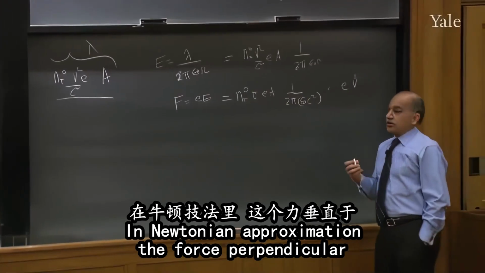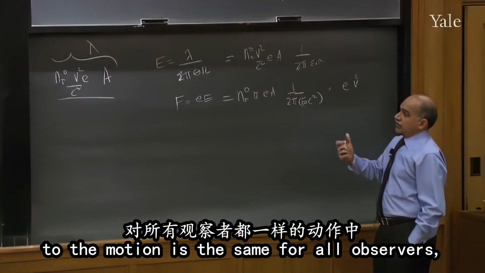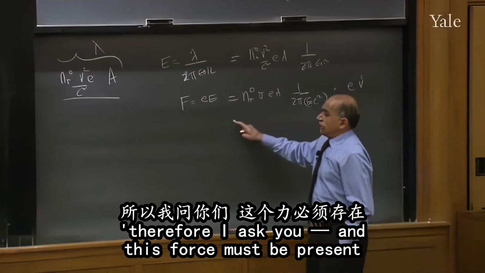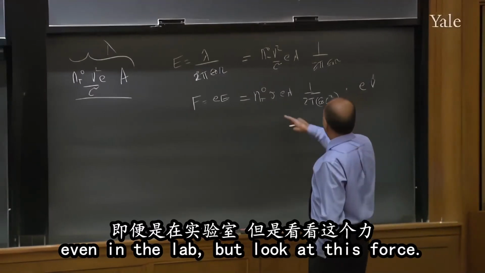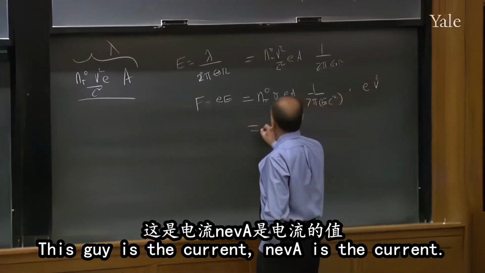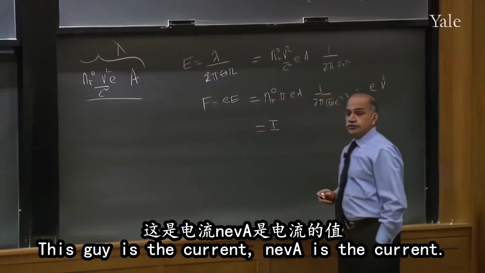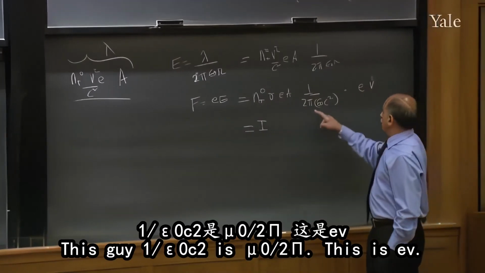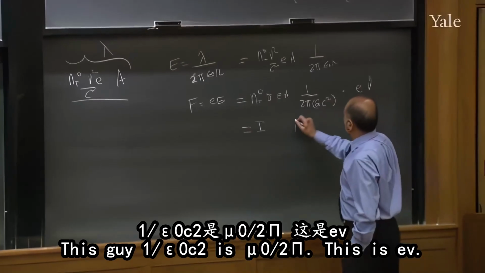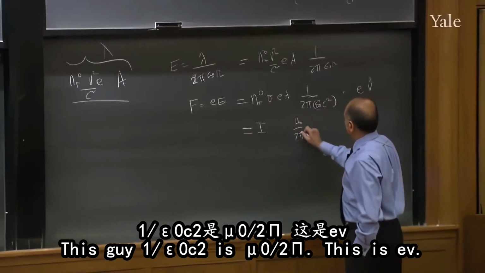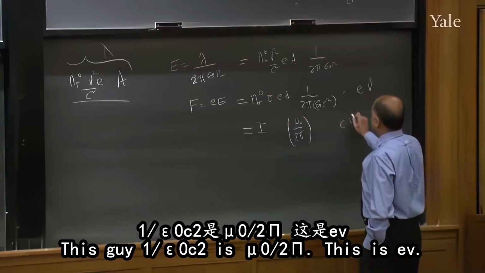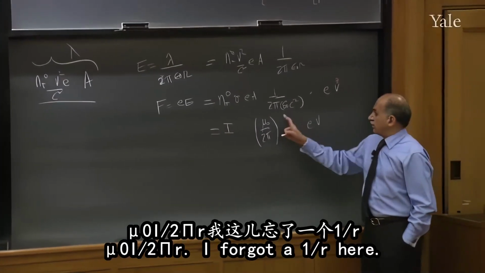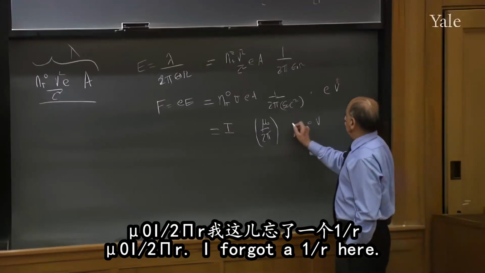In Newtonian approximation, the force perpendicular to the motion is the same for all observers. Therefore, I assume this force must be present even in the lab. But look at this force. This guy is the current, n e v is the current. This guy, 1 over epsilon 0 c squared, is mu 0 over 2 pi. This is e v. You see, this is exactly the magnetic force we got, mu 0 I over 2 pi r.